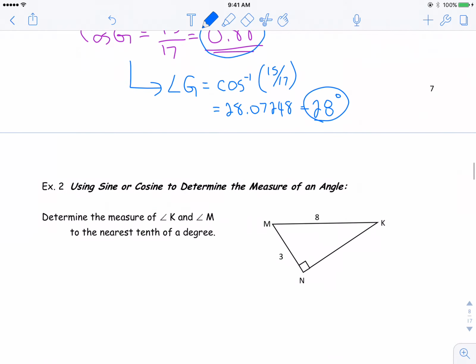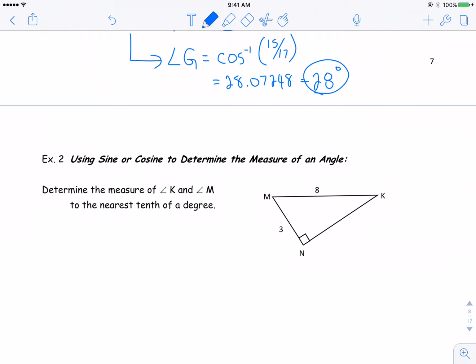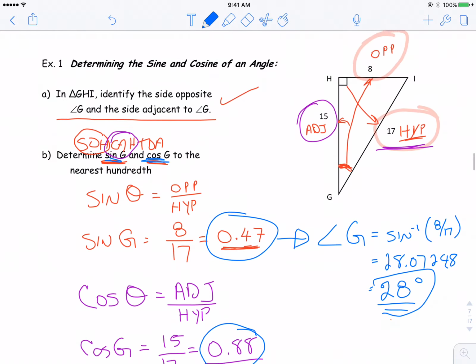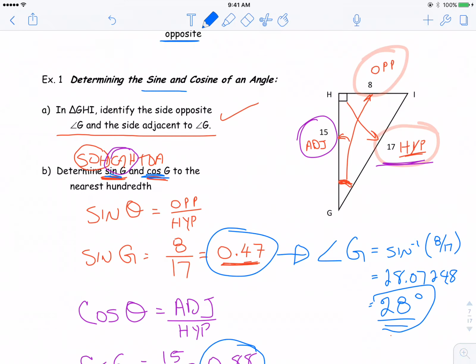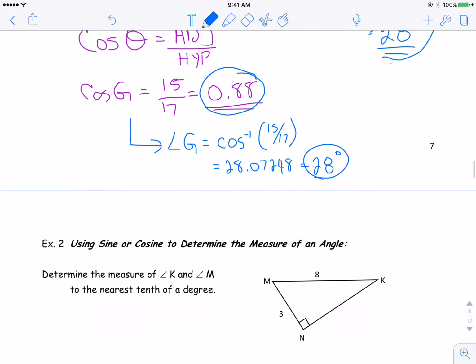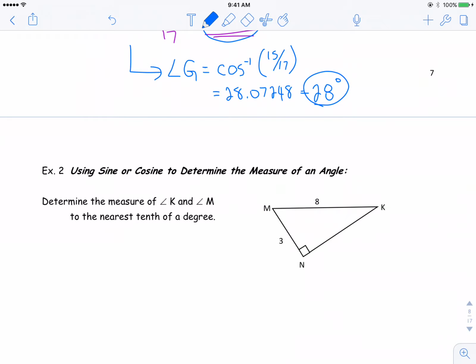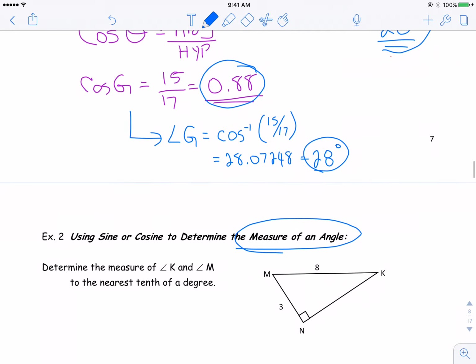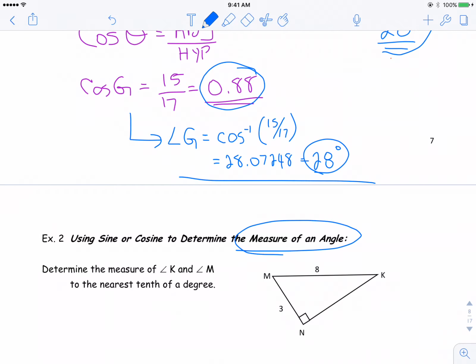Here we go, example number 2, using sine or cosine to determine the measure of an angle. So see how those two questions were different? Determine the sine and cosine, that just wants the ratio. Determine, using sine and cosine, the measure of an angle. That's that next step. That's these steps here that I did in blue in example 1.